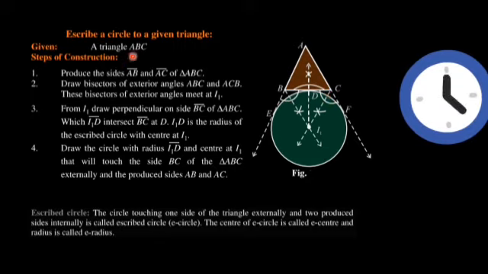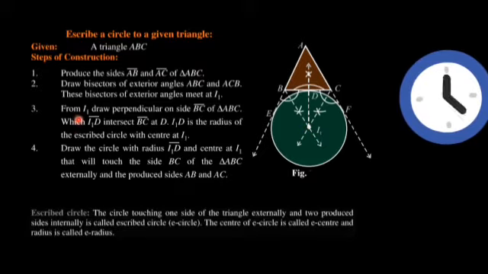For this purpose, I have a triangle ABC. First of all, let's produce any two of the sides of this triangle. Suppose AB and AC. I extended these two outwards. Now I draw angle bisectors of the exterior angles. These are the exterior angles, this and this one. I drew angle bisectors of these two exterior angles, and when we proceed the angle bisectors, they cut each other at a point. This point is called the center of this circle.